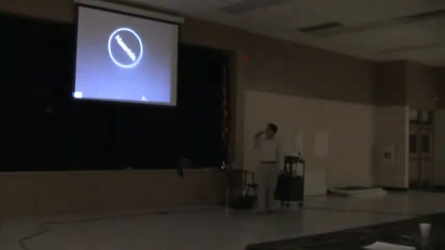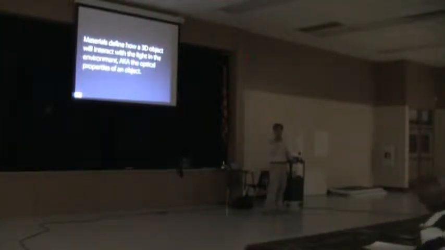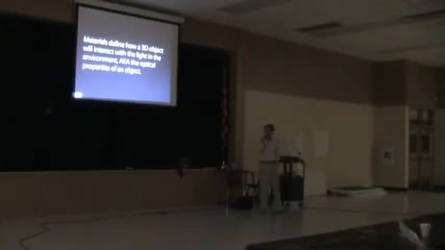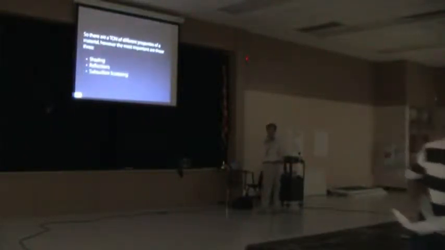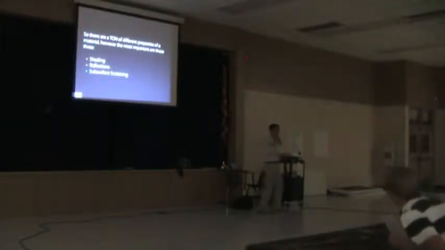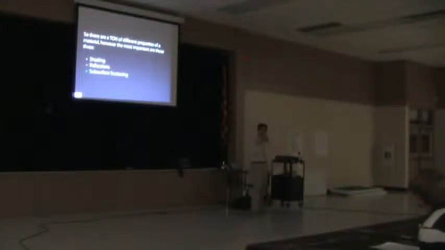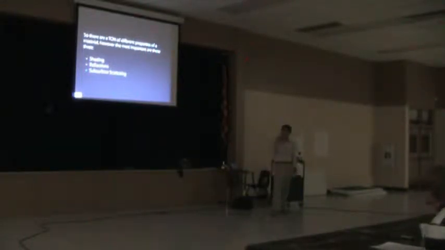So next we have materials. Materials basically define how a 3D object will interact with the light of the environment. You can think of it as the optical properties of something. And like textures, materials are really important. If you didn't have any materials, objects wouldn't be able to interact with the lighting of the scene in any way. The three main properties of materials are shading, reflections, and subsurface scattering. Shading is basically how shadows are cast on it, and reflections are the reflections. Subsurface scattering is more complex, but I'll be talking about it later.